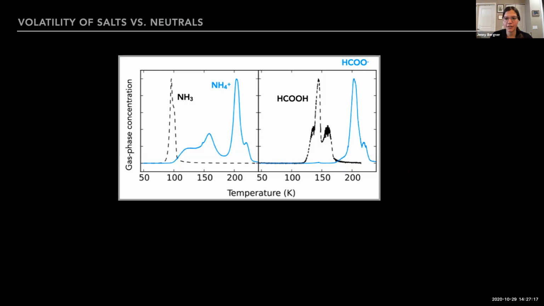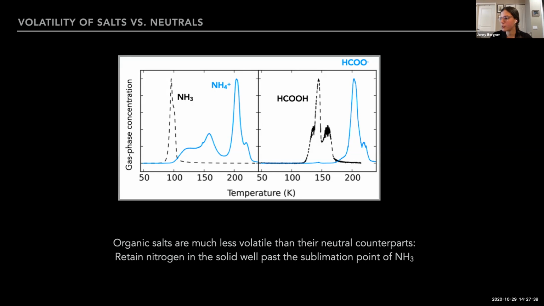Now, a really interesting feature of these ice phase salt pairs is that they're a lot less volatile than their neutral counterparts. So here we're showing a temperature ramp as we warm the sample from 50 to 300 Kelvin. We can see the molecules come off of the sample into the gas phase. And we see that the neutral molecules come off at much lower temperatures compared to the salt. So this is pretty cool because it actually means that if we're forming these salts, then we might actually be able to retain nitrogen in the solid phase well past where ammonia would normally sublimate.